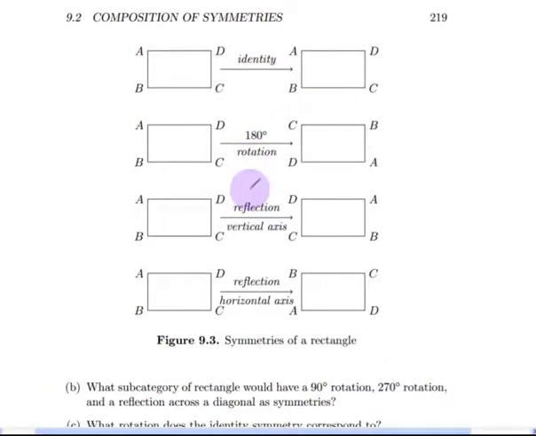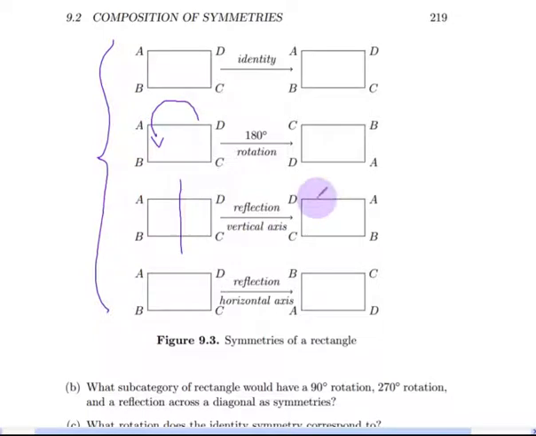All right, let's consider another geometrical figure, the rectangle. Now, the rectangle is not quite as symmetric as the hexagon, but it still does have symmetries. First, it has the trivial symmetry, where you map the rectangle to itself, don't move it at all. Second, it has 180-degree rotation if I take this and rotate it this way. Next, it has reflection about the vertical axis.